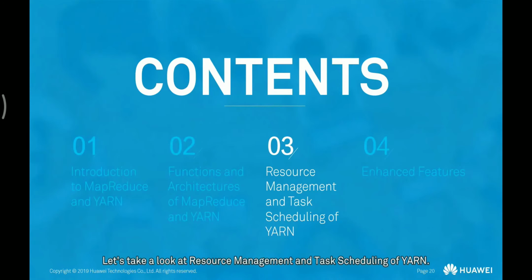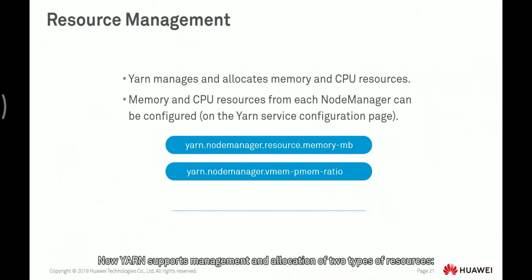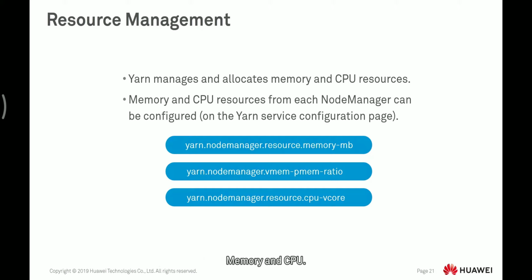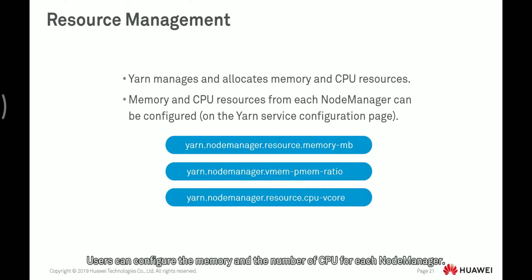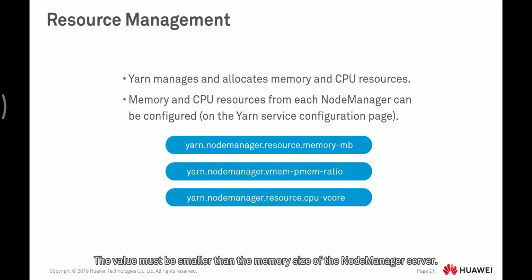Next, let's take a look at resource management and task scheduling of Yarn. Now, Yarn supports management and allocation of two types of resources, memory and CPU. Users can configure the memory and the number of CPUs for each node manager. The first configuration indicates the physical memory size of the containers running on the node manager, expressed in megabytes. The value must be smaller than the memory size of the node manager server.